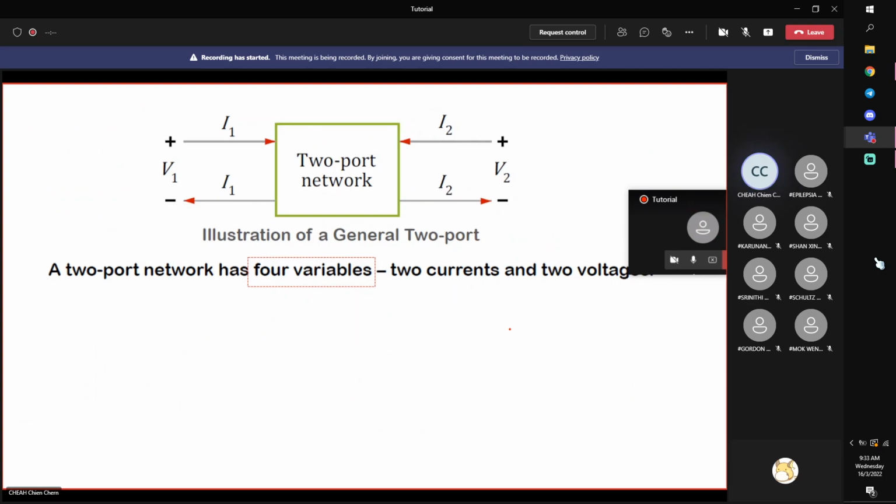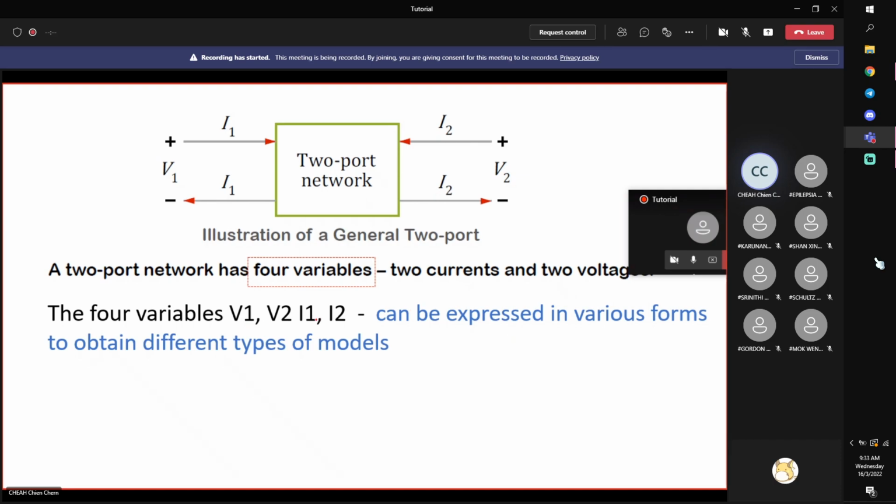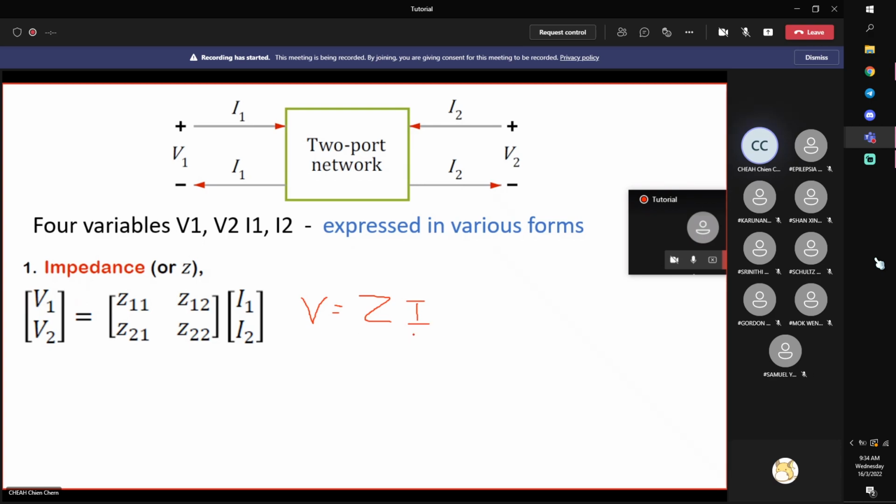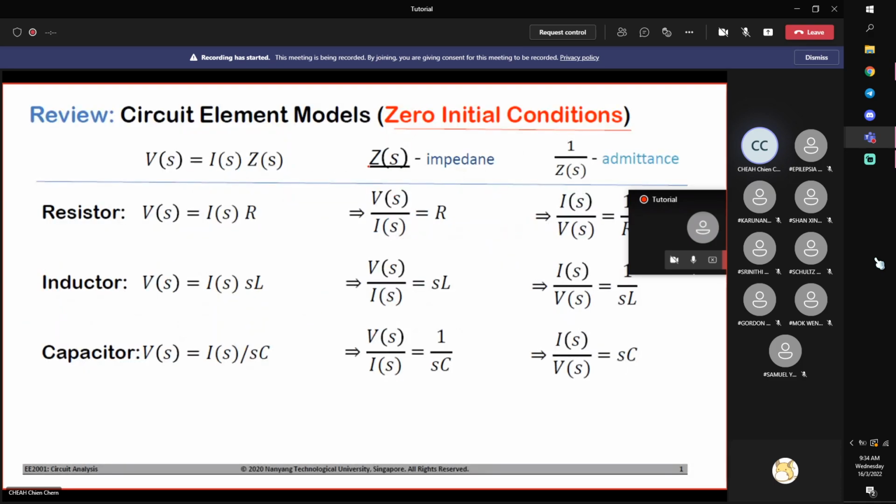Now, since it has 4 variables, V1, V2, I1, I2, it can be expressed in various forms to obtain different types of models. And as I mentioned, in this course you will be exposed to 4 models. The first one is called the impedance form. And you can see from this model that on the left-hand side, you have a vector V, and you have a matrix Z multiplied by a vector I. If you look at this relationship, it is something like Ohm's law. V is equal to IR, right? And this Z basically is called the impedance.